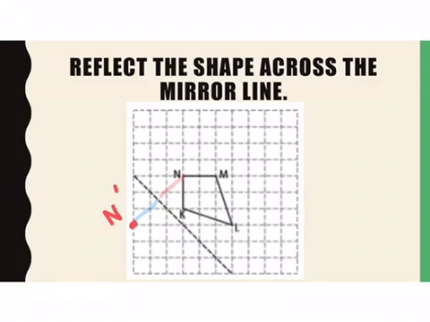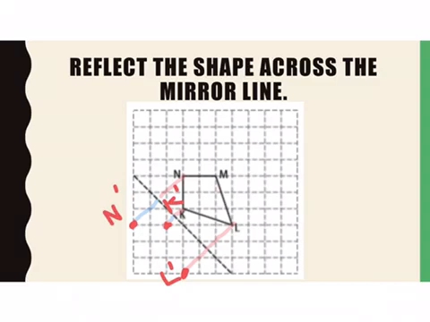Now I'm going to try K. K is only 1/2 of a unit away from the reflection line. So if I go on the other side 1/2 a unit away, and I put my point right there, that would be K prime. Next we have L. L is 1 diagonal and 1/2. So there's my 1/2 on the other side and my 1, which means that L prime goes right there.